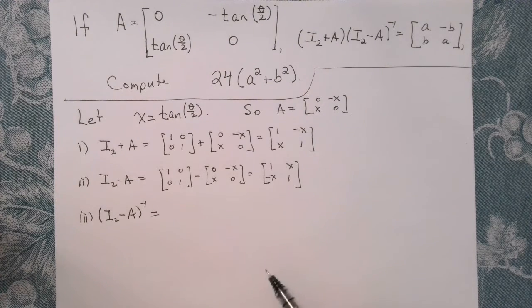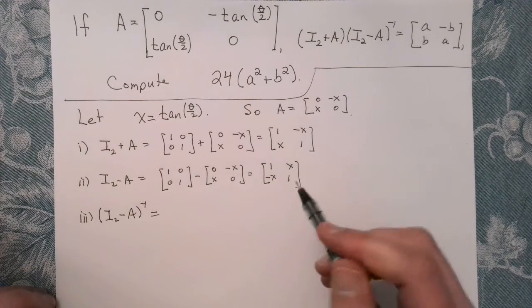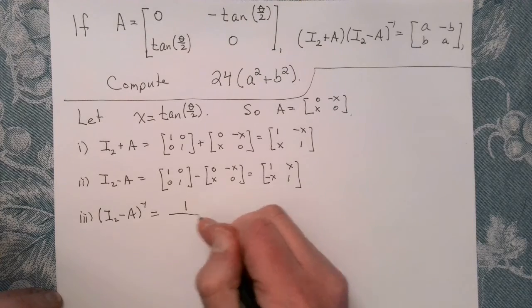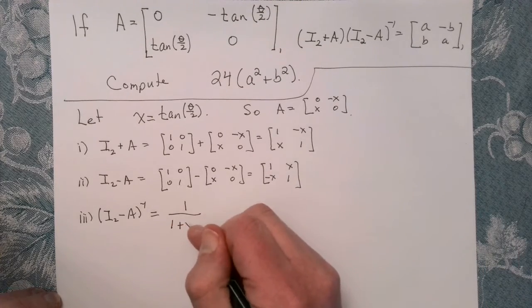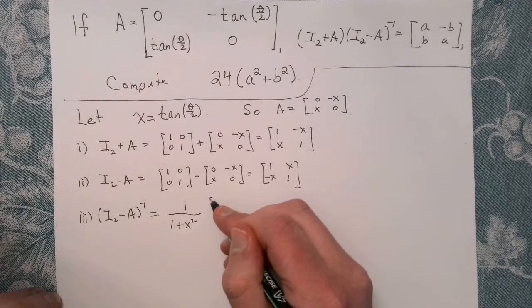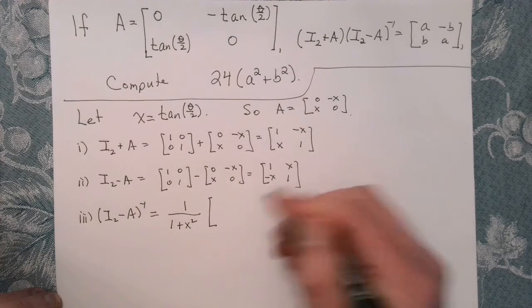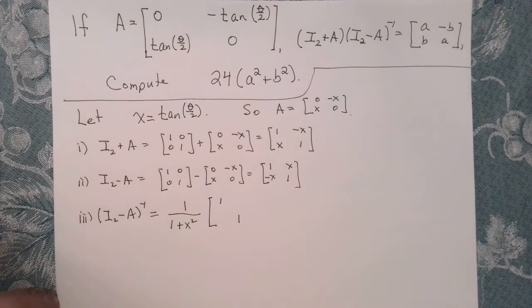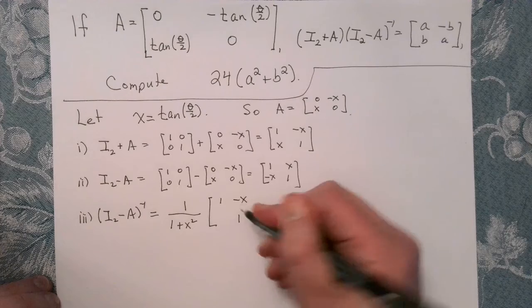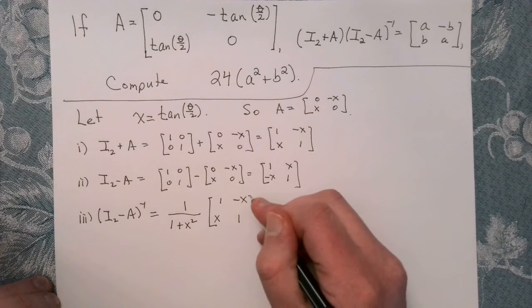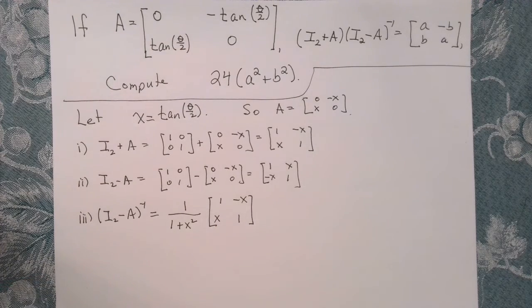We're going to use the formula. So I need 1 over the determinant. So this will be 1 over, and product minus product gives me 1 plus x squared. These will switch positions, but since they're 1, it's the same. And then these two will negate. Okay, so that seems fine.